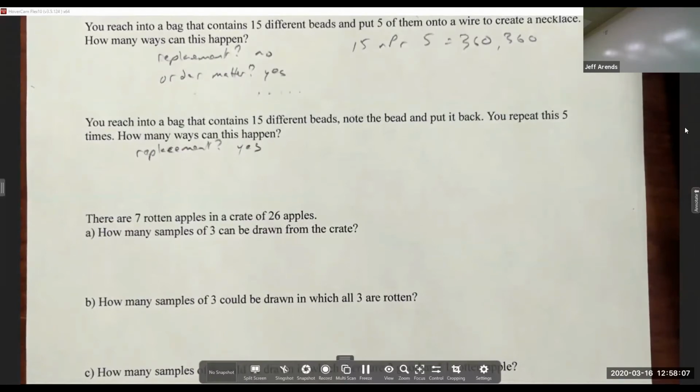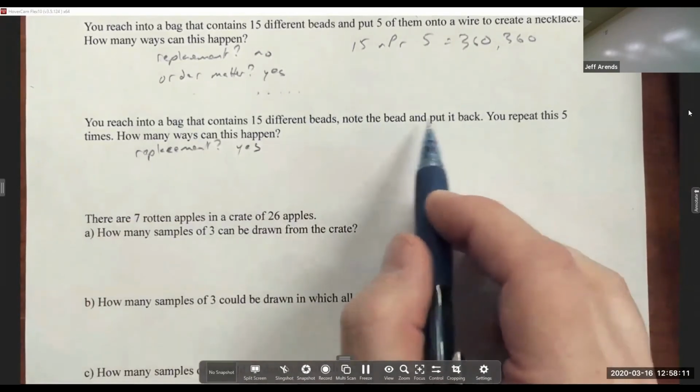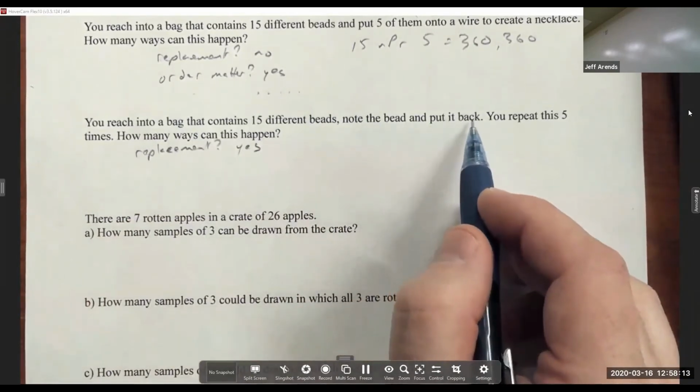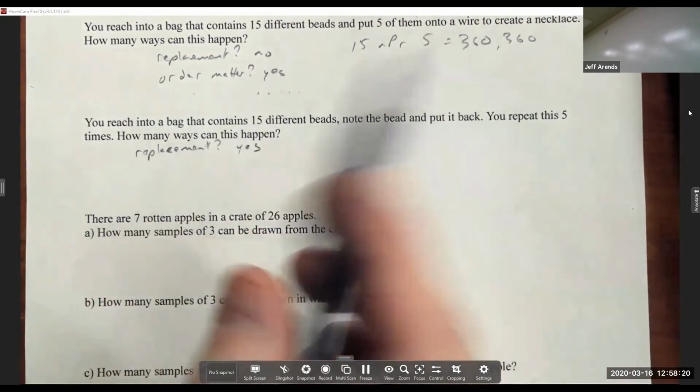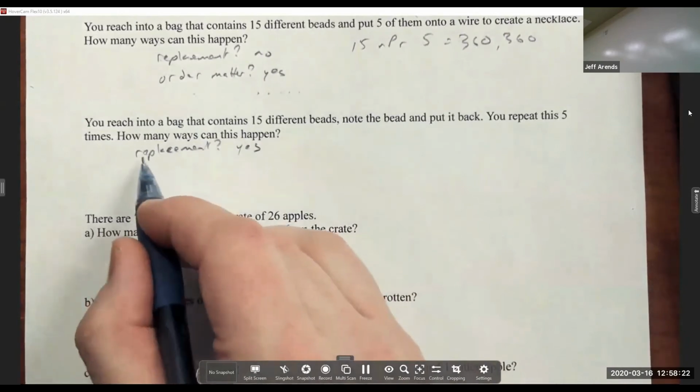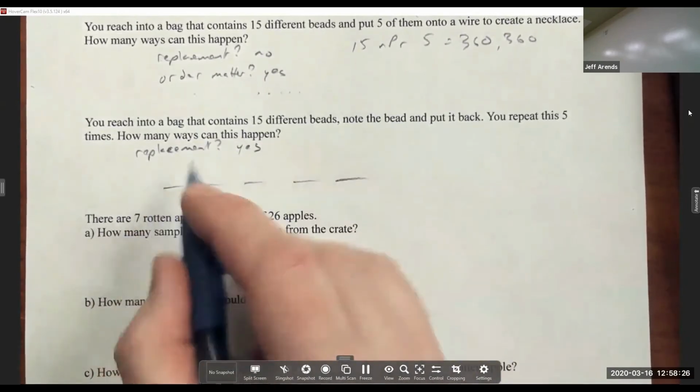Seeing as how it's with replacement, and also it appears that order matters. If you get the ruby, then the pearl, versus the pearl, then the ruby, I'm going to go ahead and say those are different here, mostly because we don't have any other way to count this. So how many ways can this happen?